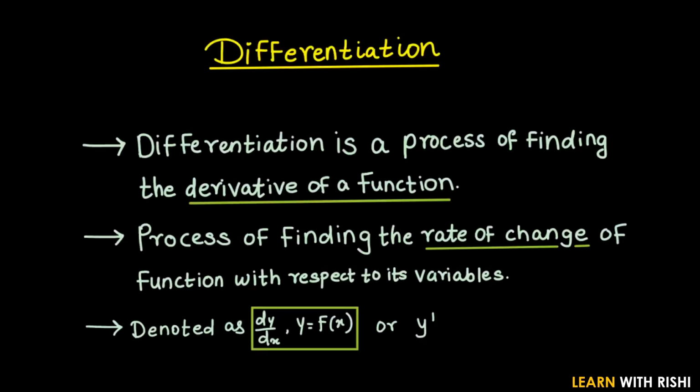Firstly, what is differentiation? Differentiation is a process of finding the derivative of a function, the process of finding the rate of change of a function with respect to its variable. It is denoted as dy by dx. Here the function is y is equal to f of x, where f of x is a function with respect to its variable x. So you are going to find the derivative of y, that is the derivative of the function f of x with respect to x. It is also denoted as y dash. It means it is a first order derivative.